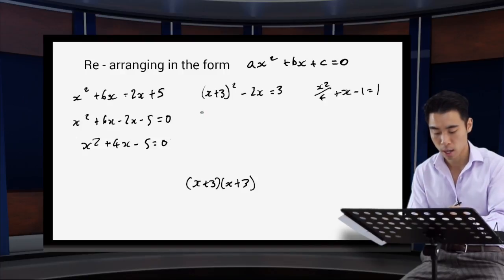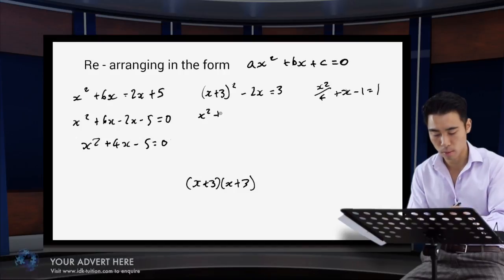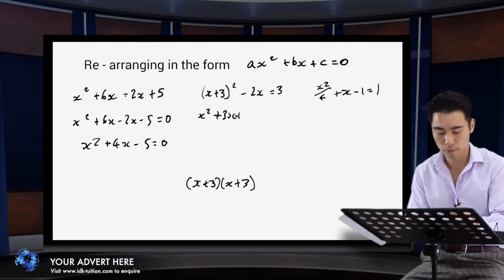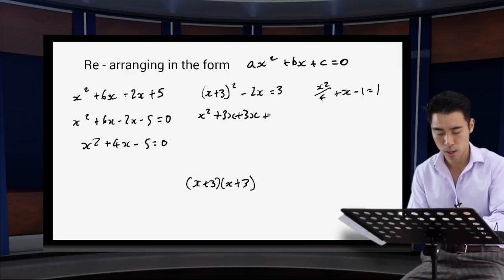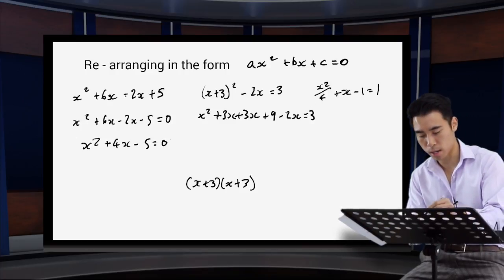So x times by x gives me x squared. x times by 3 gives me plus 3x. And again, plus 3 times by x plus 3x. Plus 3 times by plus 3 equals plus 9. Minus 2x equals 3.